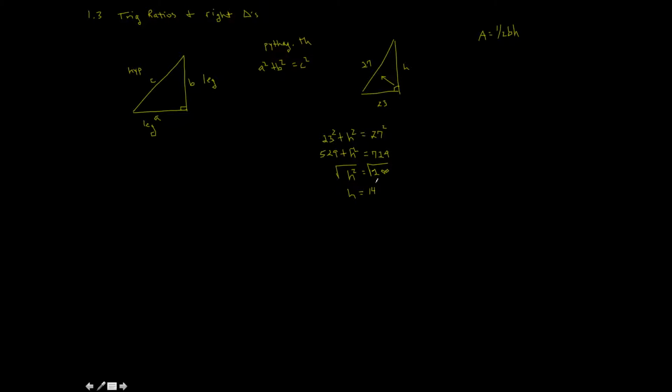Okay, so once we find H, which is 14, we can very easily find our area, which is going to be 1/2. Now what is the base? Our base is 23. And our height is 14. So multiply that out, and that would be 160 square feet. 160 square feet.